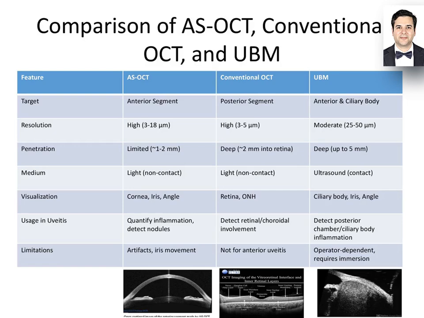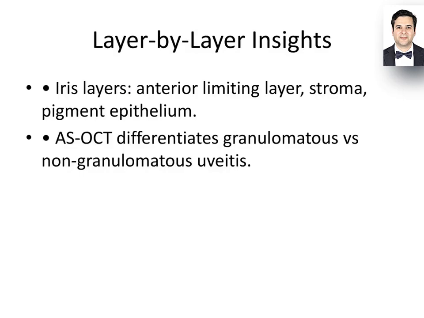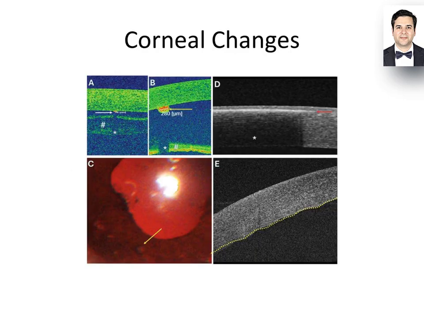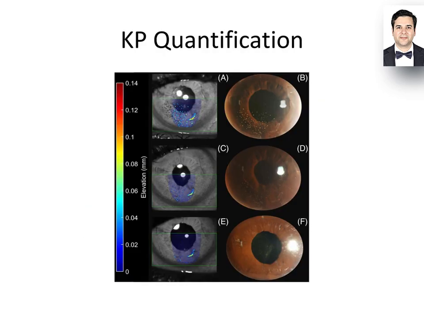Let's move to the heart of the talk, what AS-OCT actually reveals in uveitis. I'll discuss this in a layer-by-layer manner. AS-OCT detects corneal edema, band keratopathy, seen as a hyperreflective band with posterior shadowing, and allows us to quantify KP size, morphology, and distribution. Both AS-OCT and accompanying infrared images can be used to objectively measure KP number, size, and reflectivity, offering important clues about the uveitis type.